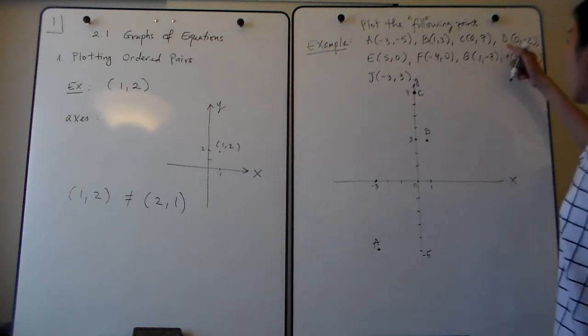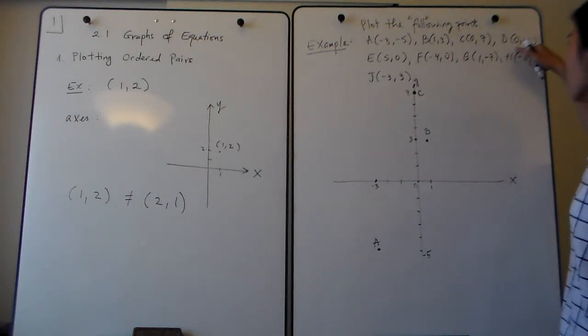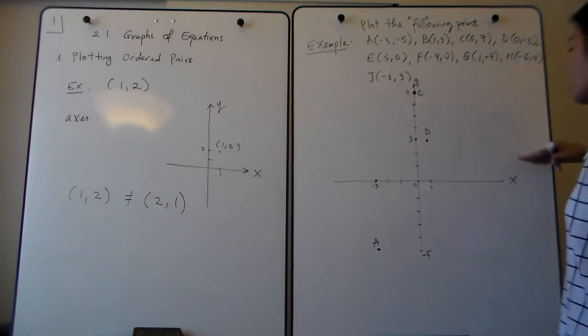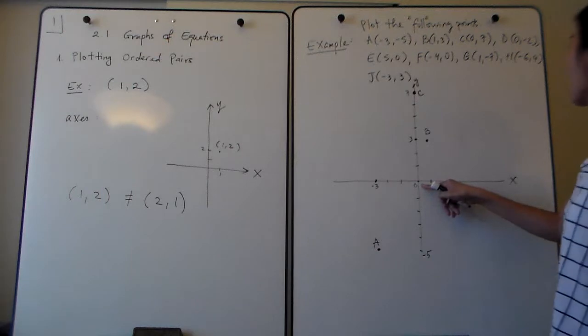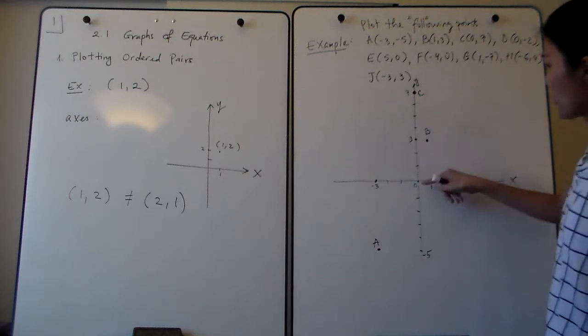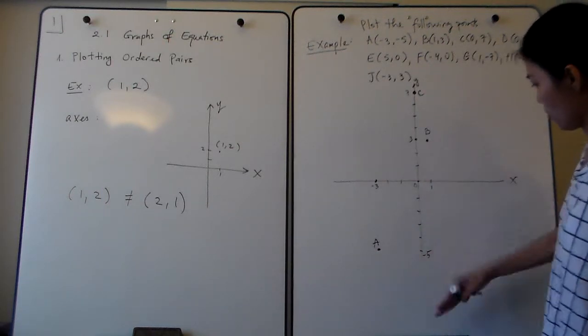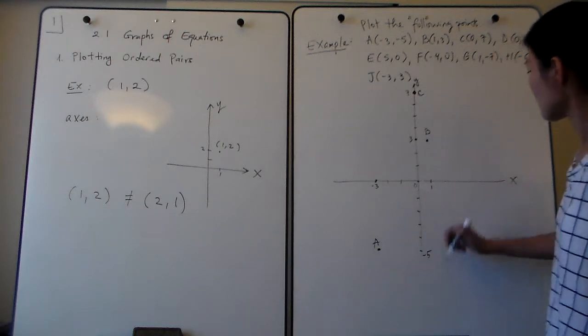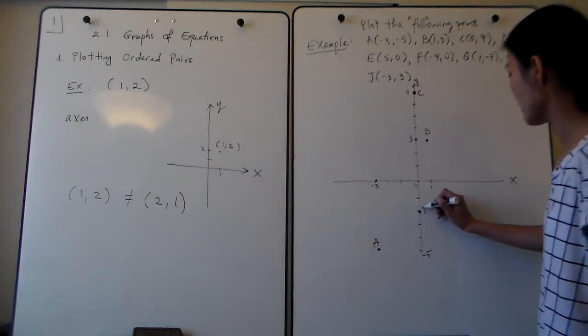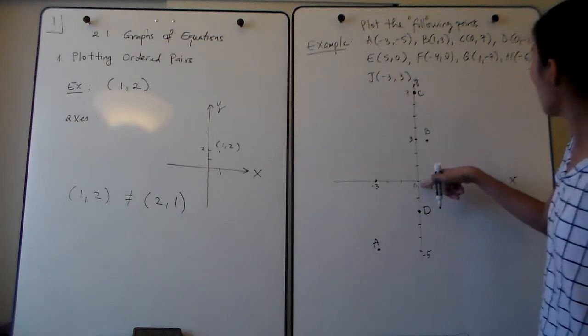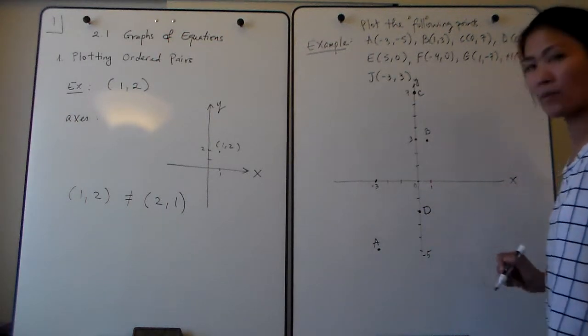Okay? For point D, 0 in the first coordinate, so on the x-axis, 0 again. -2, so it's on the y-axis. Negative value, so below the x-axis. So down 2. So this is point D right here. x is equal to 0, y equal to -2. Okay?